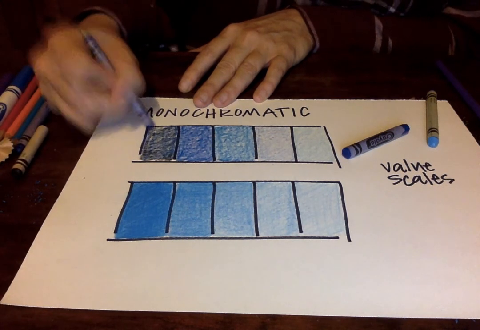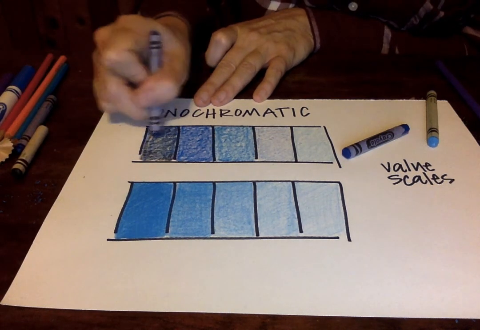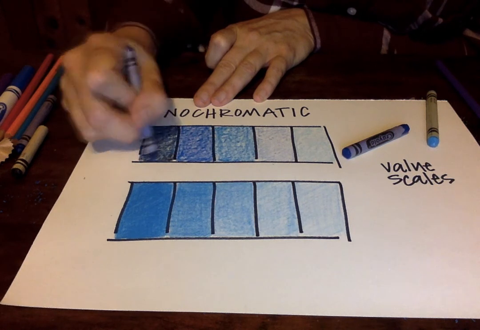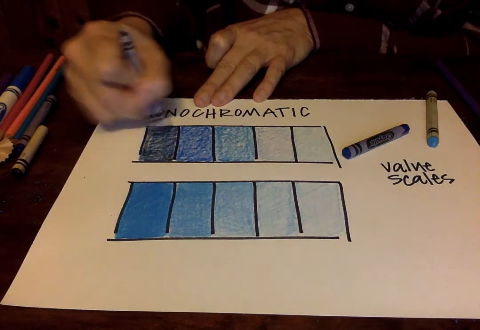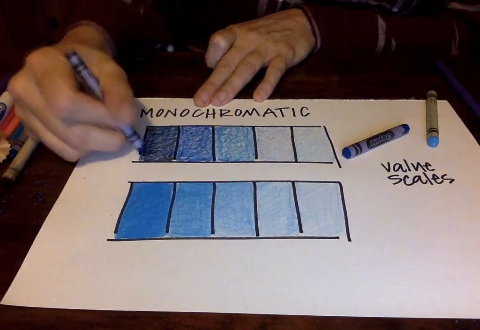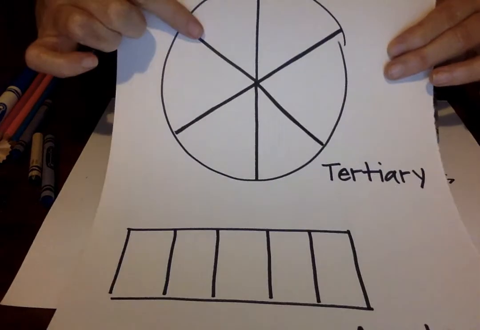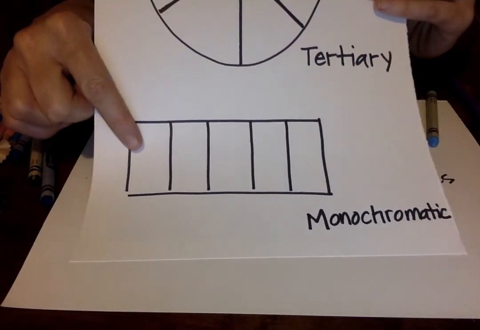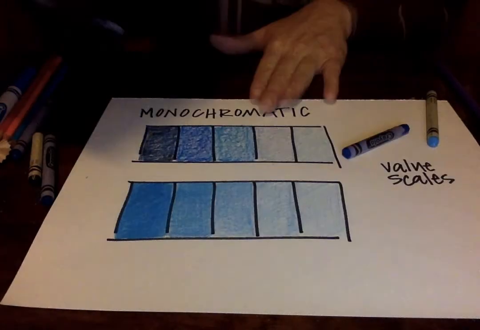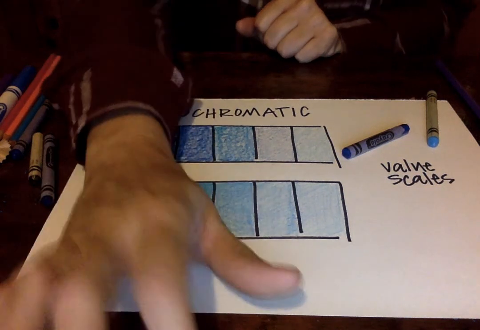I worked a little bit fast for the sake of the video. Make sure that your work is real neat, real tidy. And what you need to show me today is a tertiary color wheel and 1 monochromatic scale. You don't have to use blue. Can't wait to see your work.